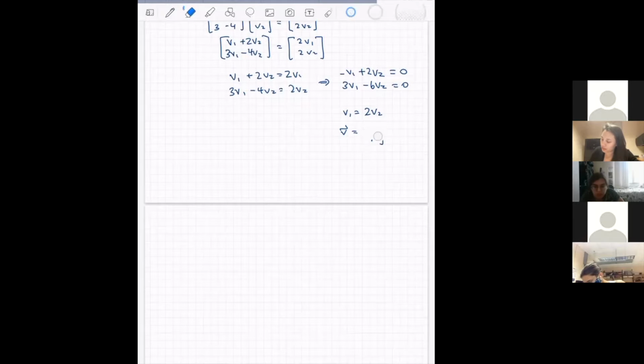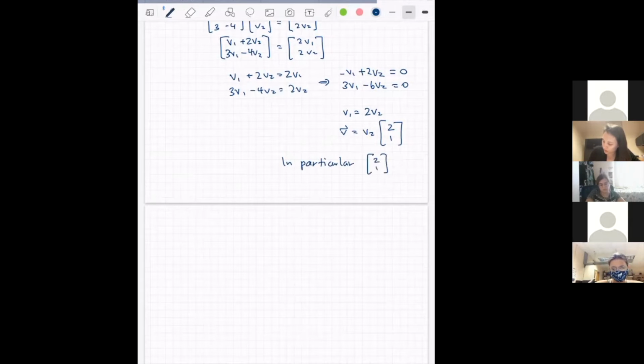And then you could see that, I guess we could write it this way, is equal to 2, 1. Yeah. Right, yeah. So in fact, anything in the span of 2, 1 is also an eigenvector, right? But so in particular, this 2, 1 is an eigenvector.